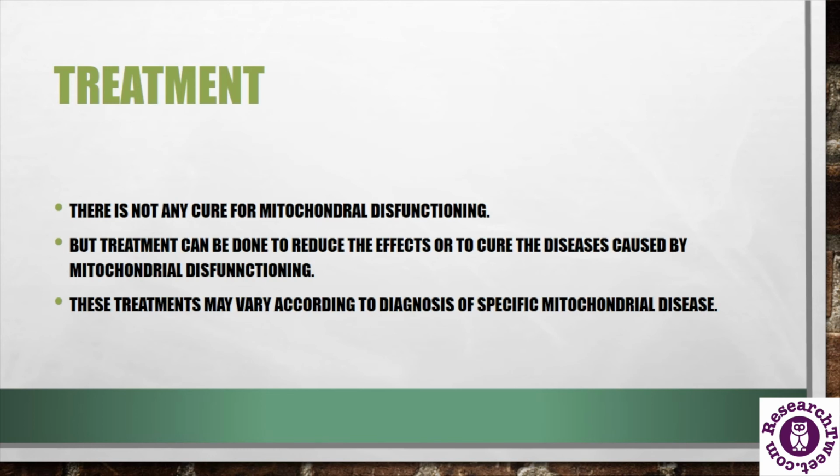Like there are several medicines used to cure diabetes or some neurological diseases which are caused due to mitochondrial dysfunctioning, but it cannot be cured totally. These treatments may vary according to the diagnosis or the specific mitochondrial disease in the specific organism. Like if an organism has diabetes, the treatments include controlling blood sugar levels, and if anyone is diagnosed with neurological problems, in that condition the treatments can vary between the two patients.